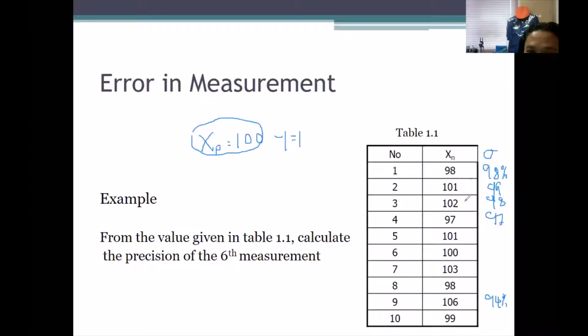Similar for the third measurement. The third measurement is 98, 98%. So 100 minus 102, we get negative 2, divided by 100, we get negative 2, but because this is absolute error, it will be 2. Then 100 minus 2, so the output will be 98, the percentage of accuracy will be 98.